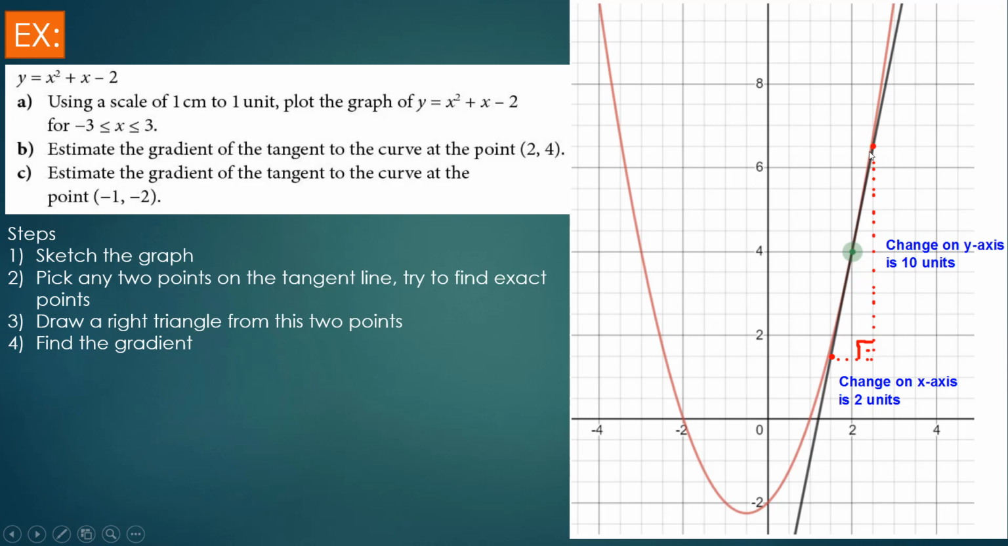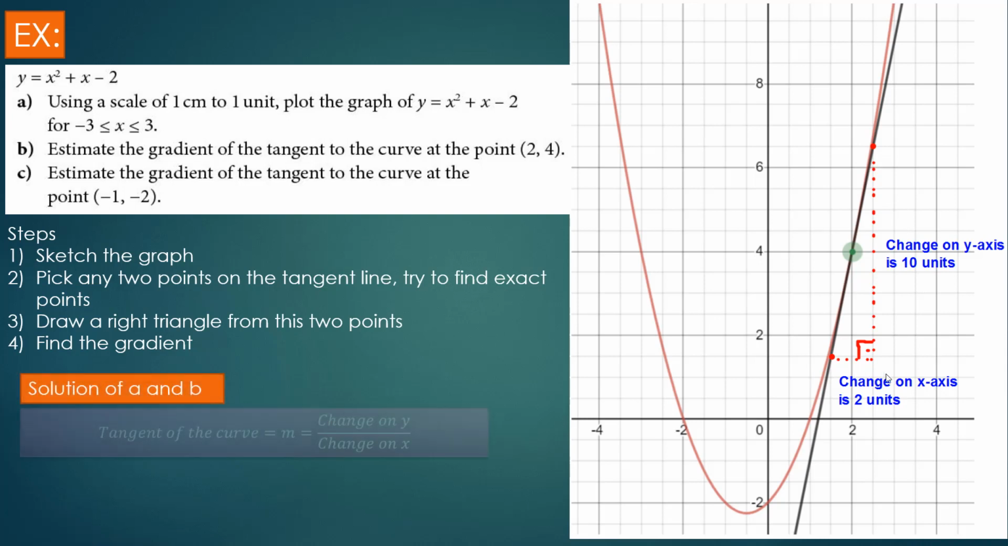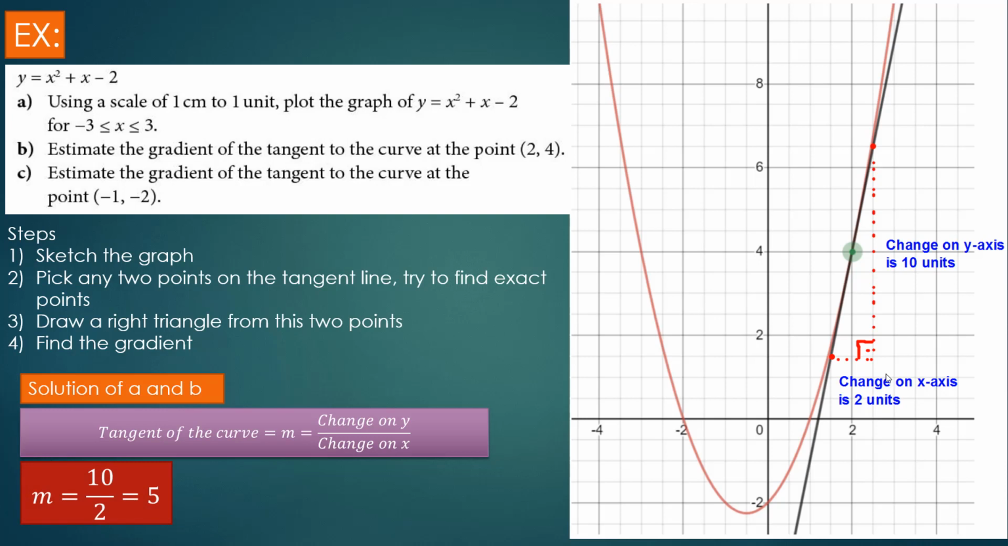Then we find the tangent by counting the squares here. We see that the change on y will be 10 small squares and the change on x will be 2 small squares. Then we can answer the question B here to find directly the gradient, which is the change on y over change on x, and we can find it: 10 over 2 is equal to 5.